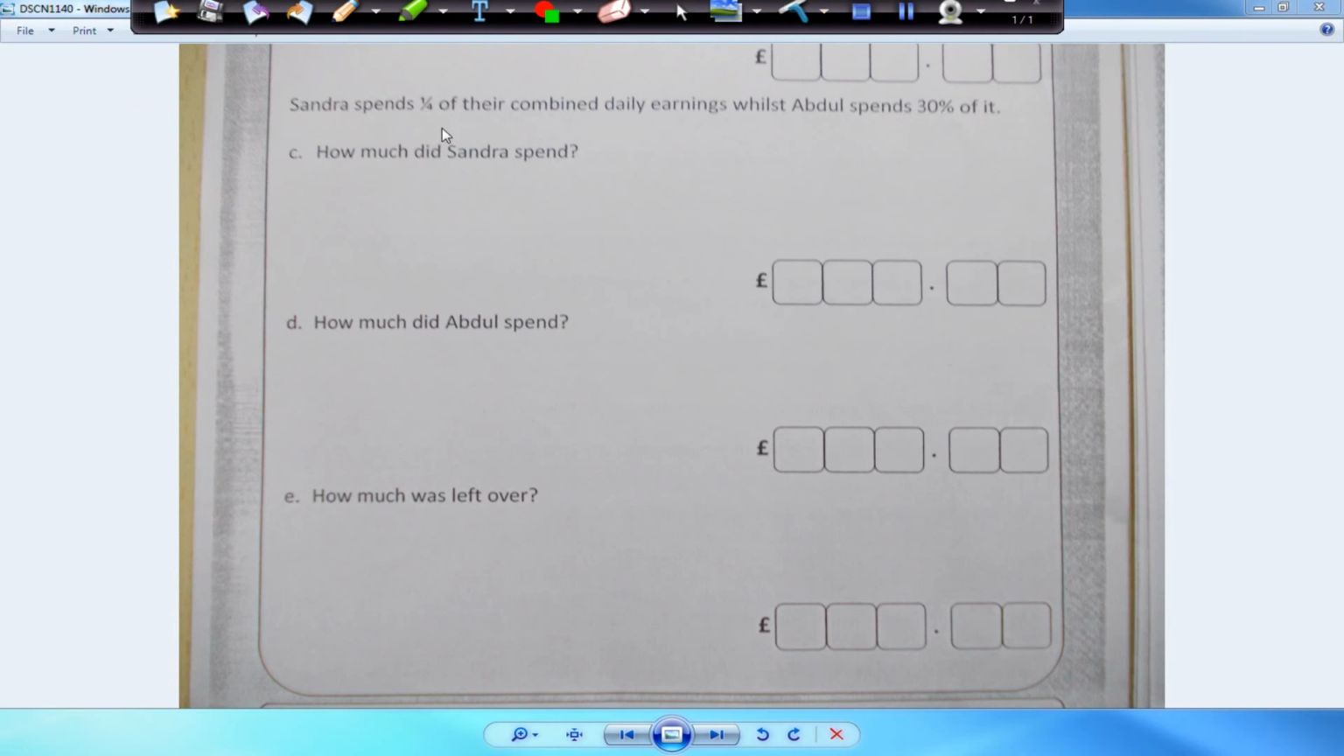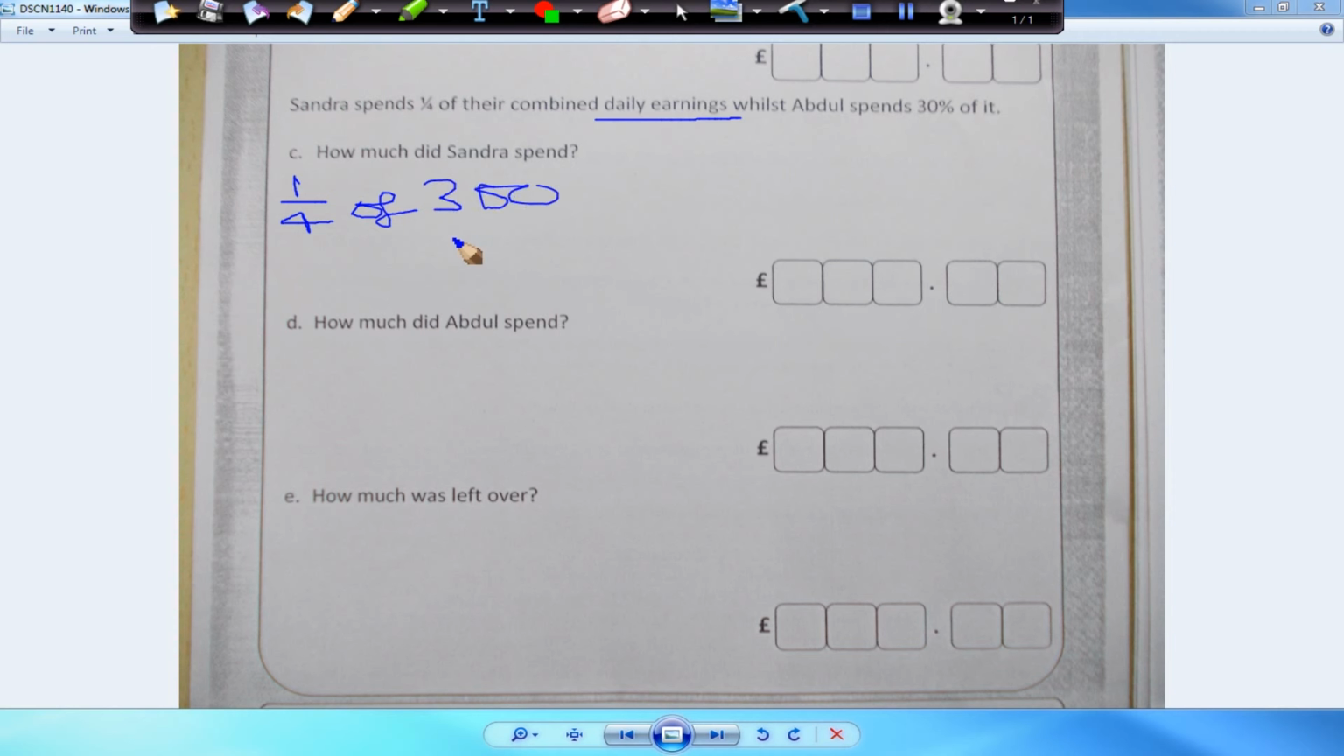Sandra spends a quarter of their combined daily earnings, while Abdul spends 30% of it. How much did Sandra spend? Sandra spends a quarter of their combined daily earnings. What's their combined daily earnings? What did they earn together at the beginning of the question? £300. So she spends a quarter of 300.